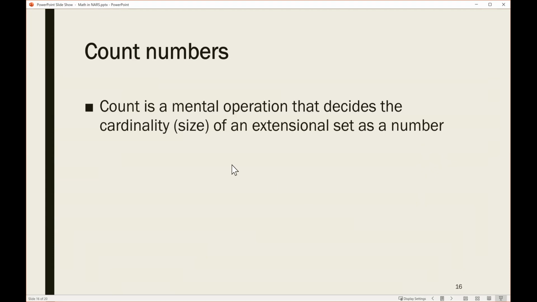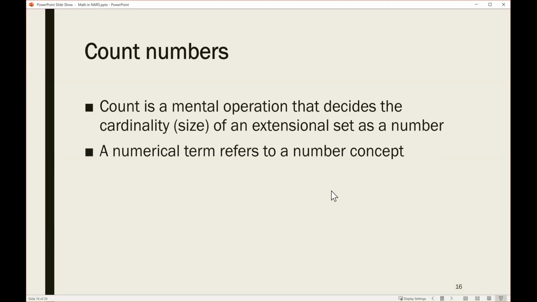First, conceptually, counting is a mental operation that decides the size or cardinality of a set, which in NARS is called an extensional set. And the result is a number. What is a number? We can introduce another type of term, just call it a number, which will refer to a number concept.